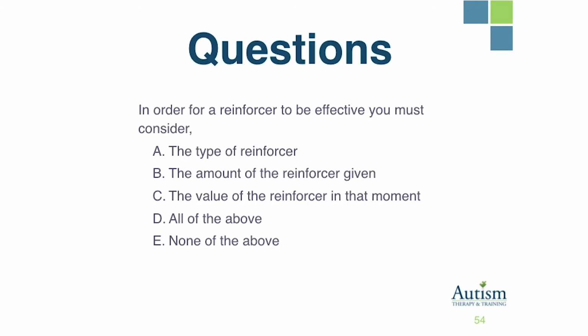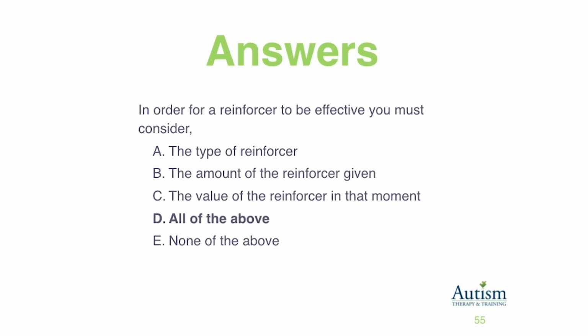In order for a reinforcer to be effective, you must consider A. The type of reinforcer. B. The amount of the reinforcer given. C. The value of the reinforcer in that moment. D. All of the above. Or E. None of the above. And the correct response is D. All of the above.